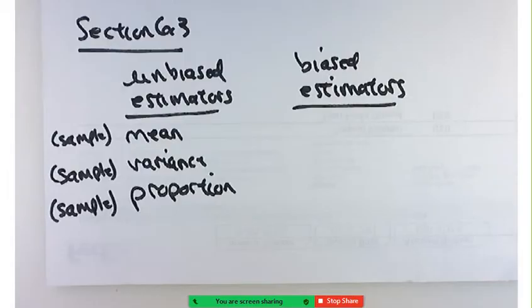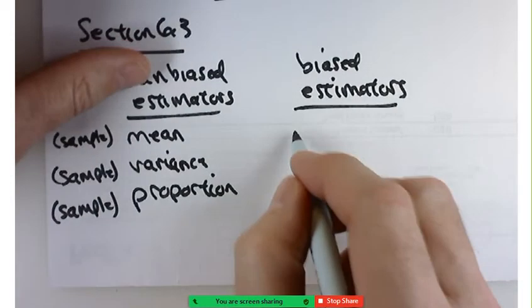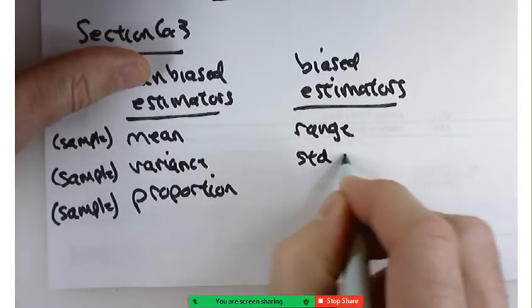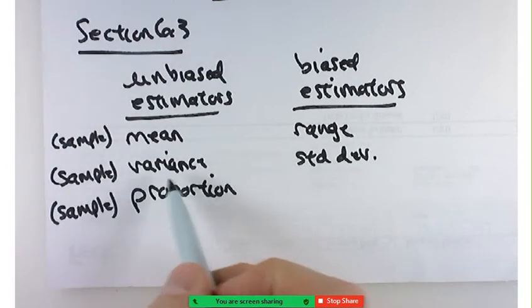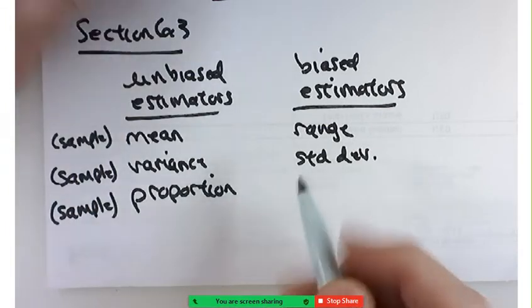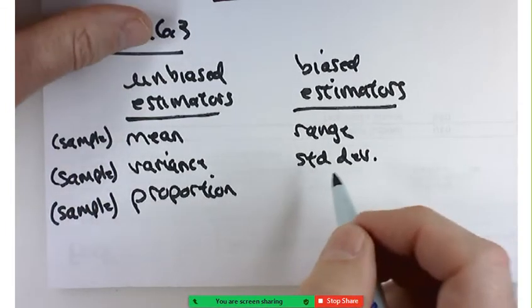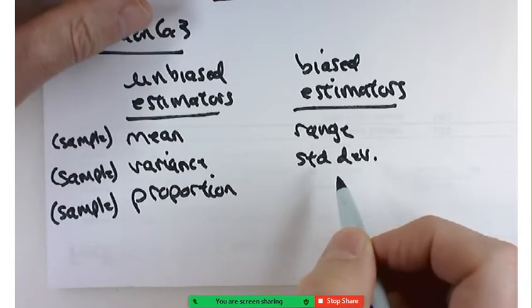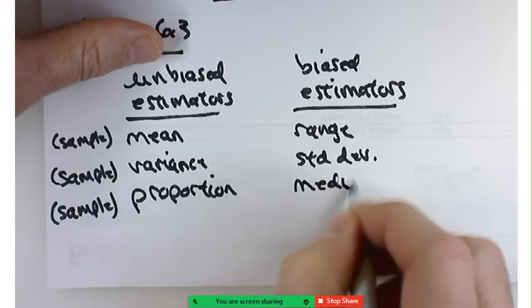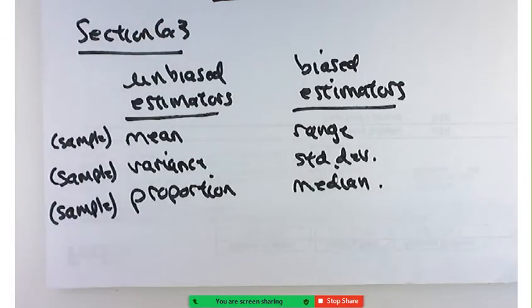Now, what else were some biased estimators? Surprisingly, the standard deviation. Even though the variance, which is its cousin, really, one's a square and one's a square root of the other, the standard deviation is a biased estimator. It's not that bad. We'll live with it. And last but not least, the median. These are all biased estimators. Using those on average doesn't give you what you're seeking.